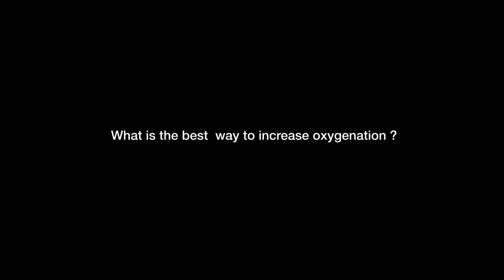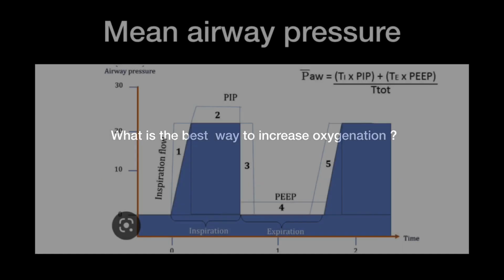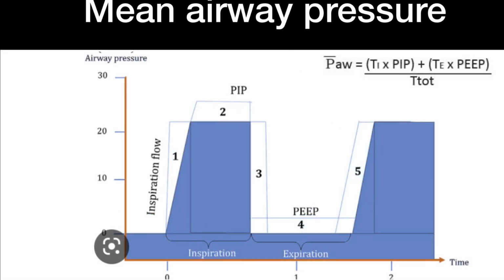Increasing the mean airway pressure is the best method to increase the oxygenation. If you look at this graph, we have airway pressure on one axis and time on the other axis. So this is a pressure-time curve. Various aspects involved in this are the PIP, which is peak inspiratory pressure, PEEP, which is the positive end-expiratory pressure, inspiration time and expiration time, and the amount of flow.